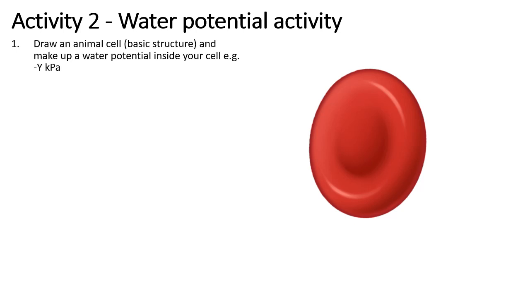So the first thing is I'm going to draw an animal cell, and this is my basic structure. So I haven't even put any organelles in it. And I need to make up a water potential for inside my cell. And kilopascals, as we remember, is the unit for water potential. So in my cell, I'm going to say that this has a water potential of -10 kilopascals.